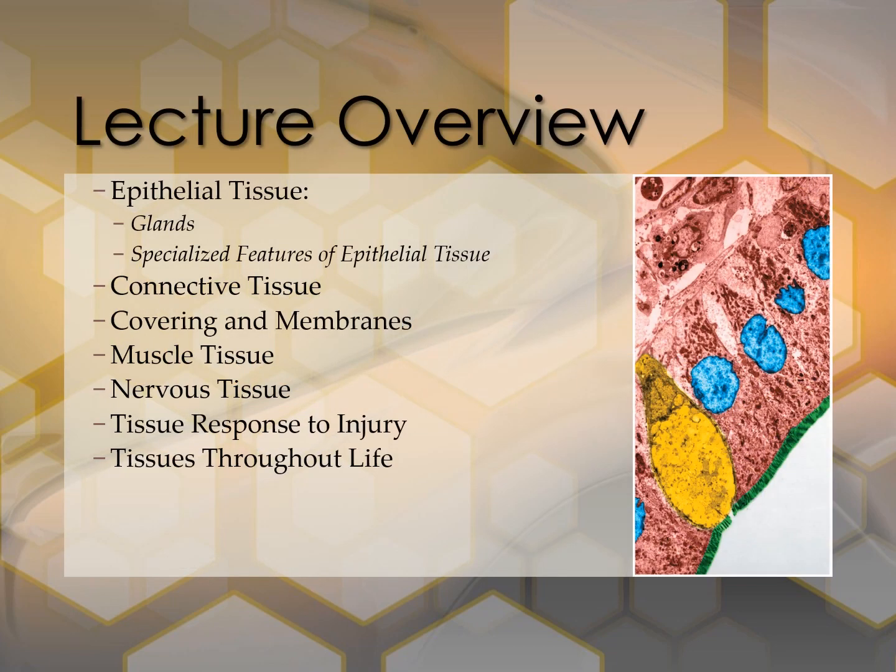So the lecture overview, we're going to be talking about epithelial tissue, connective tissue, and then some coverings and membranes, which we've already talked a little bit about membranes, if you remember back to our first lecture. So that's kind of a combination of epithelial and connective tissue. So we're going to be talking about that. Muscle tissue, nervous tissue, and then how does tissue respond to injury, right? What happens if we cut ourselves? And then how do tissues evolve throughout life? What happens as we age? Okay.